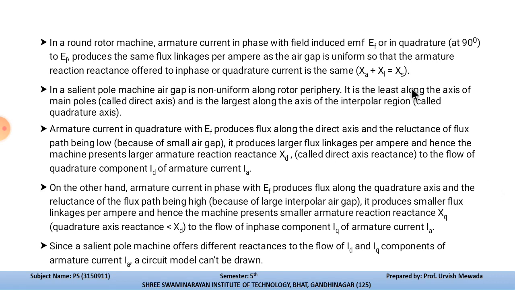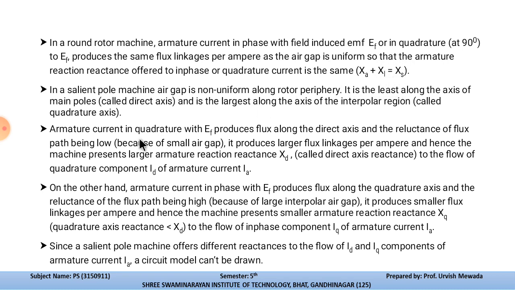Over here you can see these are the factors that describe the working principle of the salient pole machine. In a round rotor machine, the armature current is in phase with the field current EF, or at quadrature to the EF. That's why the in-phase or quadrature reactance is XA plus XL equal to XS, the synchronous reactance, which is the resultant of XA armature and XL.